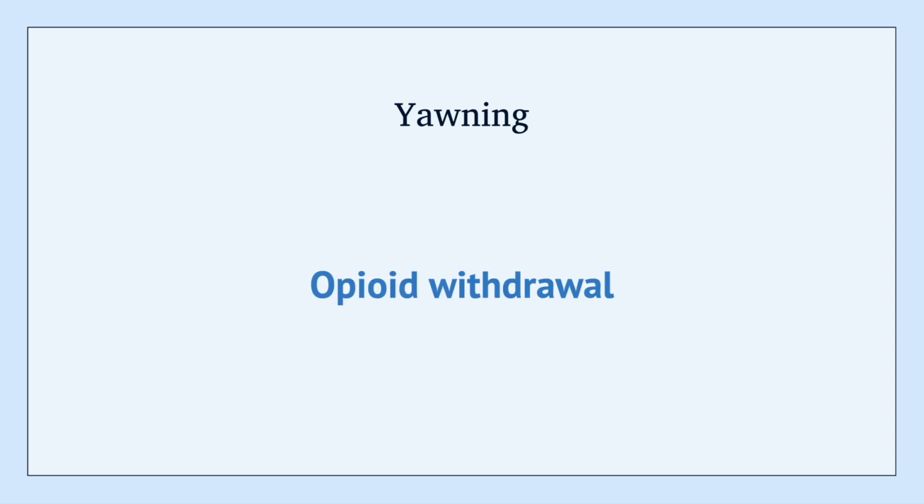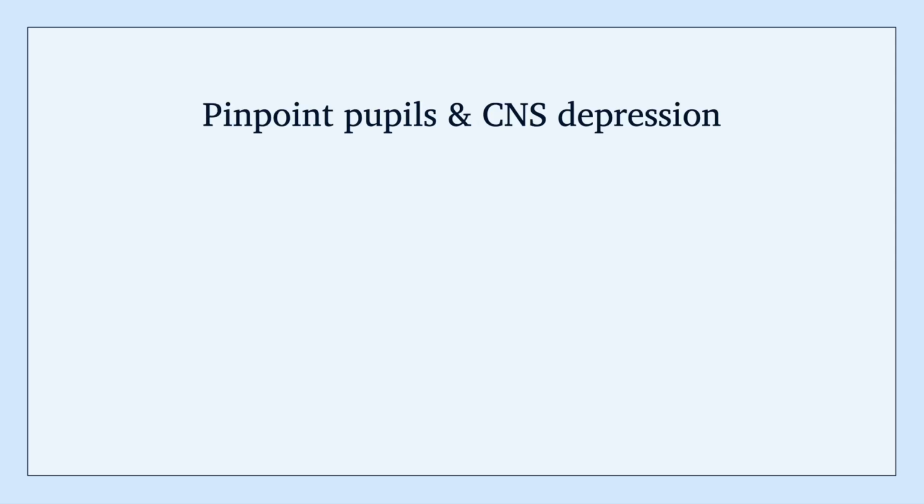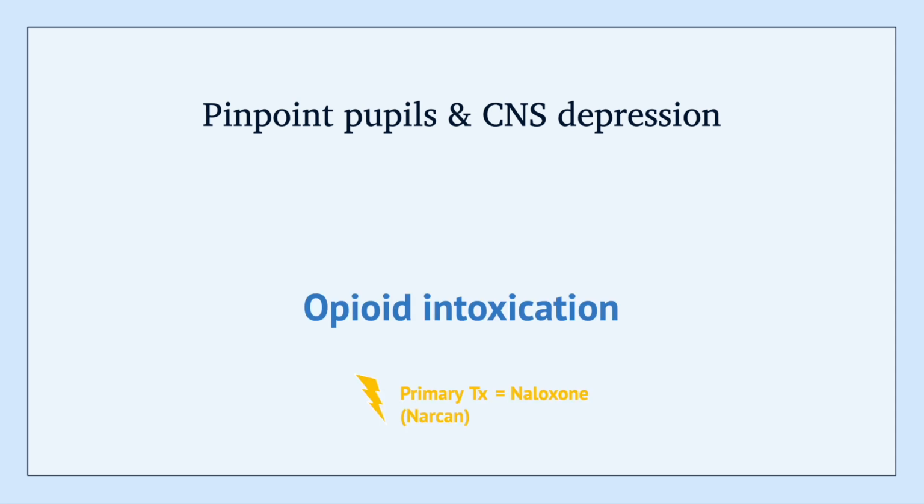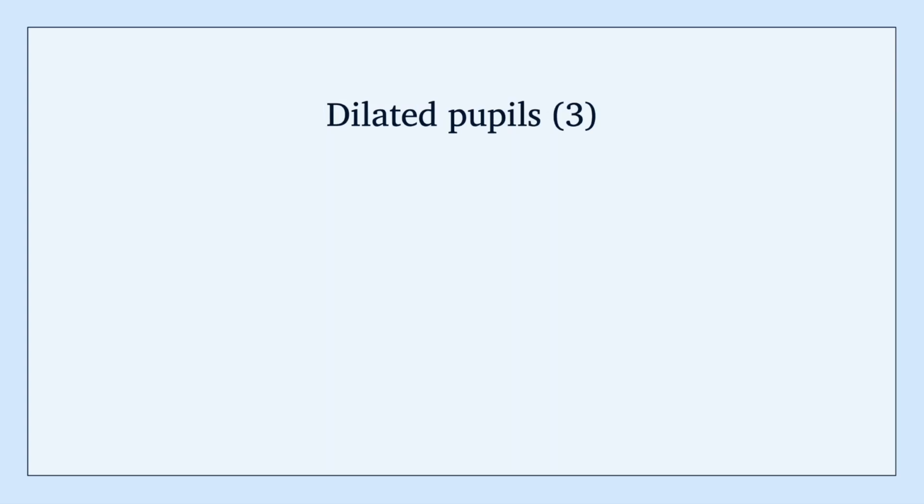Yawning is associated with opioid withdrawal. Next, we have pinpoint pupils and CNS depression. This is seen in opioid intoxication. And remember that the primary treatment for a patient who is overdosing on opioids is naloxone, which is also known as Narcan. Next up, we have dilated pupils, and there's three possible options here.